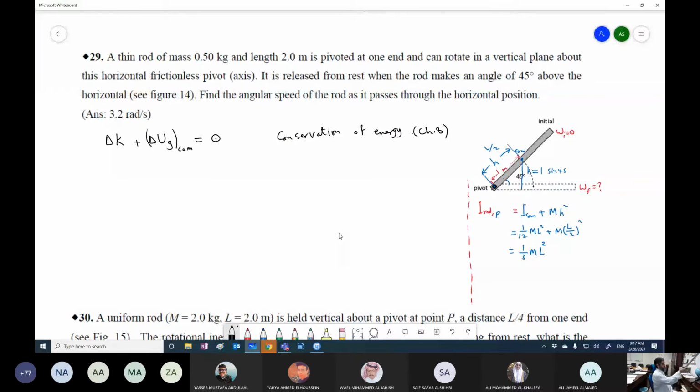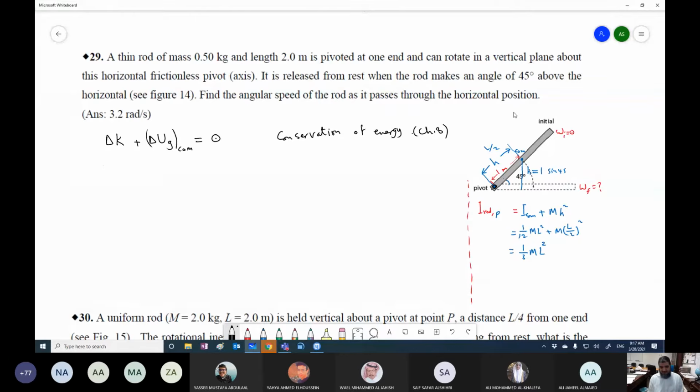Okay, so this is our rod. We call it a stick. You release it from rest. It was making an angle of 45 degrees from the horizontal. Then you release it from rest, so it goes down like this. He wants to know what is the angular speed of the rod as it passes through the horizontal position, the final angular speed omega.